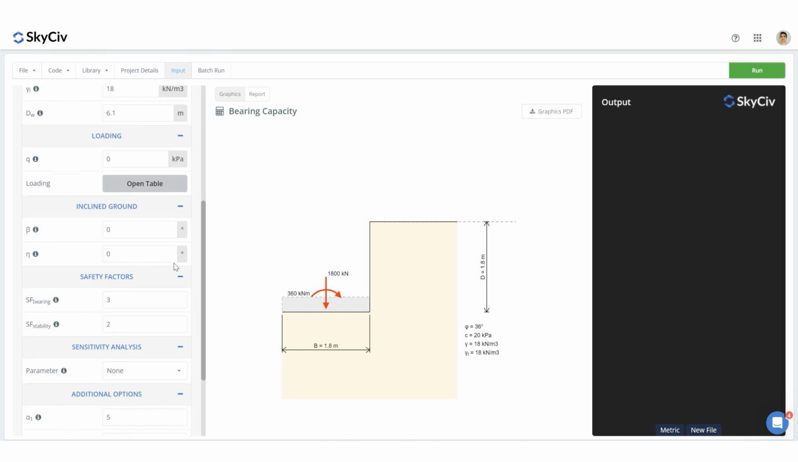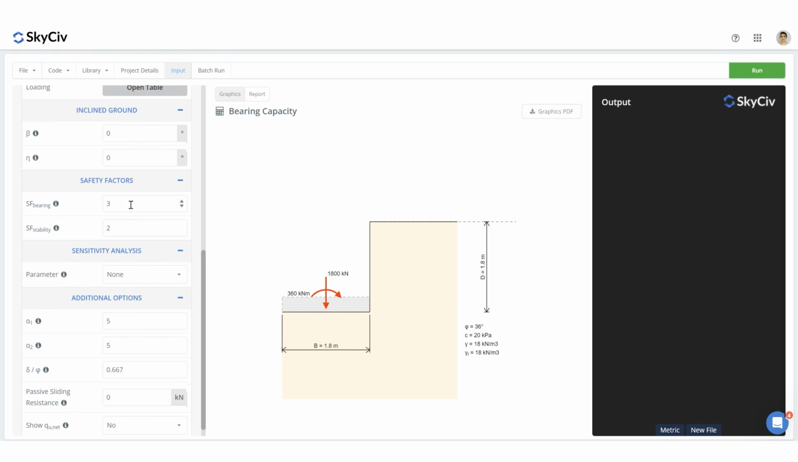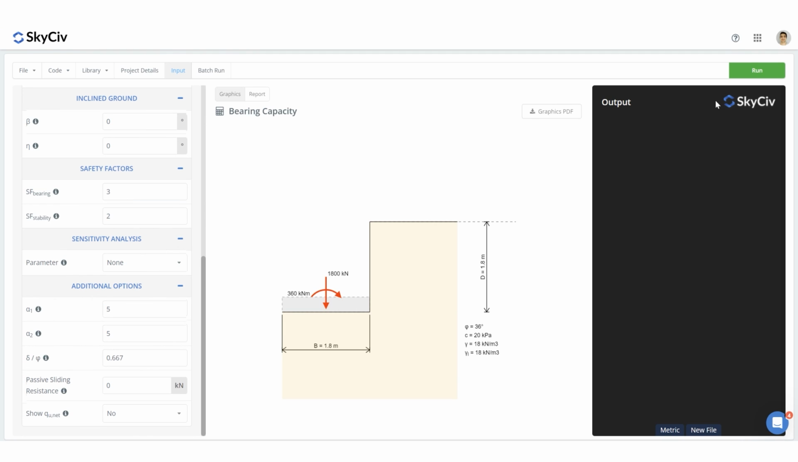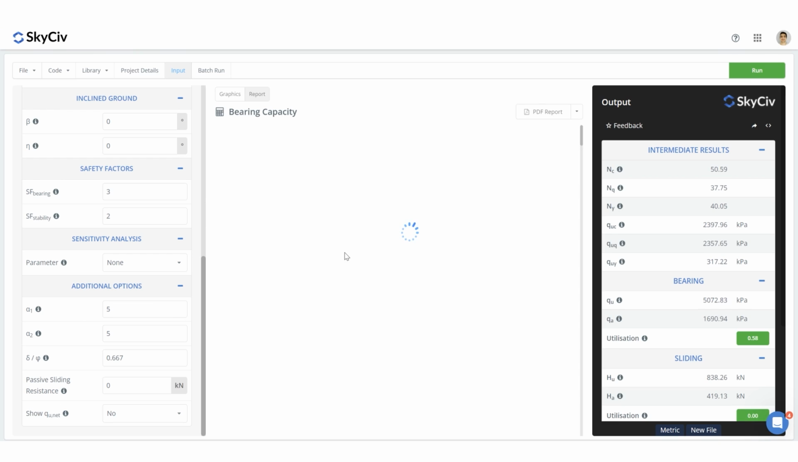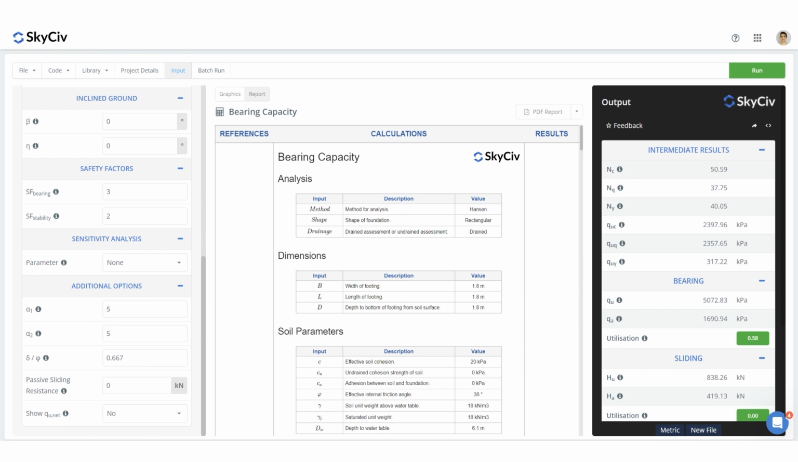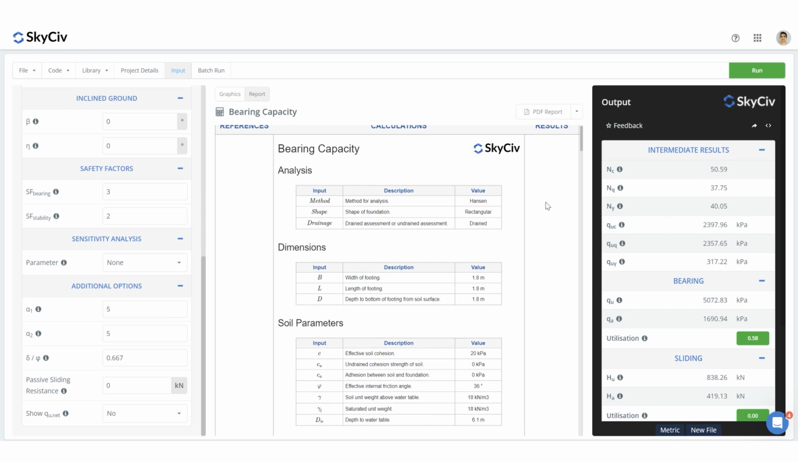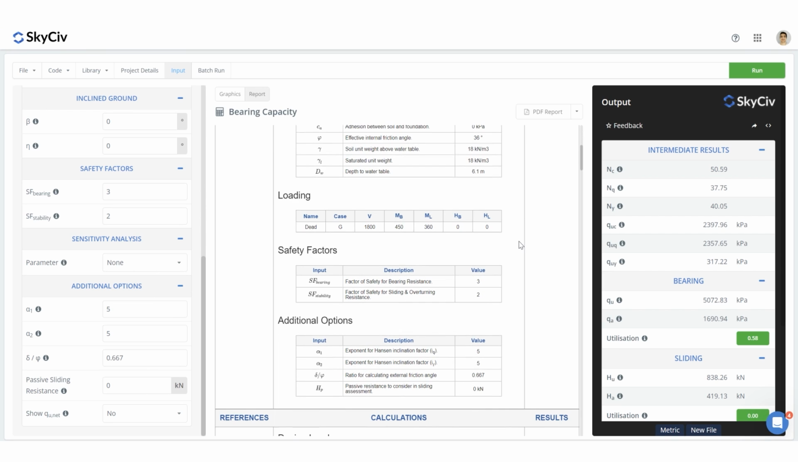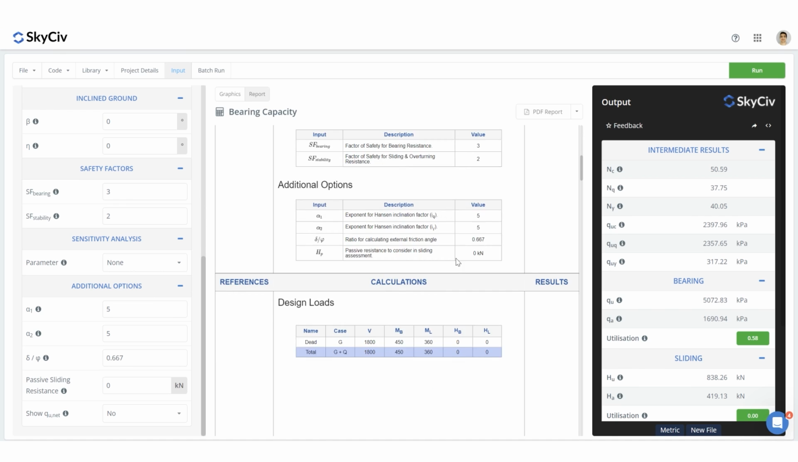We're also told we're going to be using a bearing safety factor of 3. And with that, we have all our inputs the same as Bowles example 4-5. Now we can go through this calculator and compare to the results from the textbook. So first of all, let's just scroll through and look at the start of our calculations.